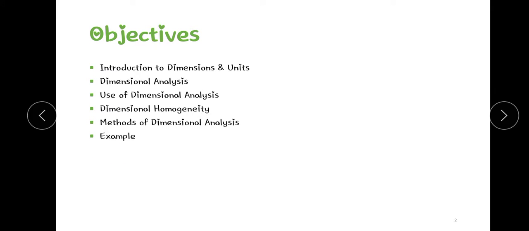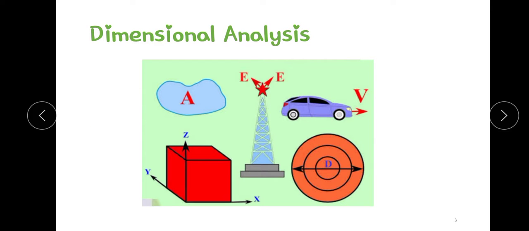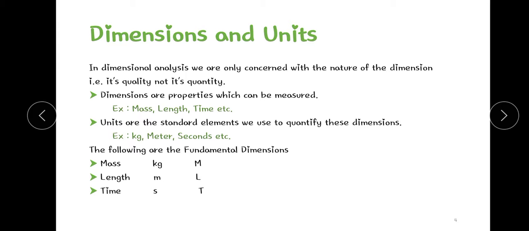Alright, so let's start. So this is dimensional analysis. Okay, so first of all we will see dimensions and units. So here the question is, why we need to study dimensions and units? Because engineers and scientists have to be able to communicate not only with words but also by carefully defined numbers, numerical descriptions. So that's why we have to study dimensions and units.